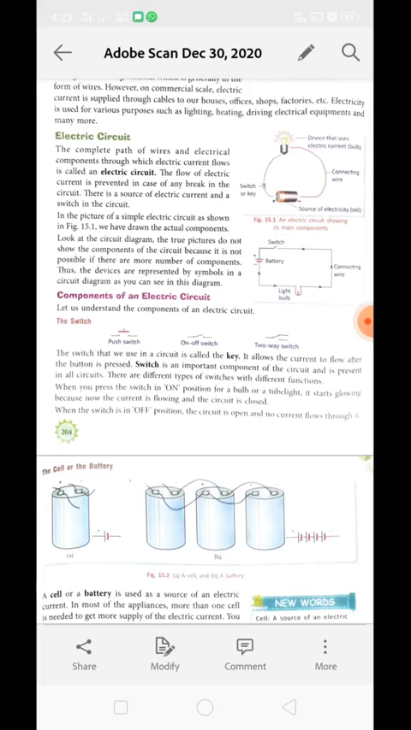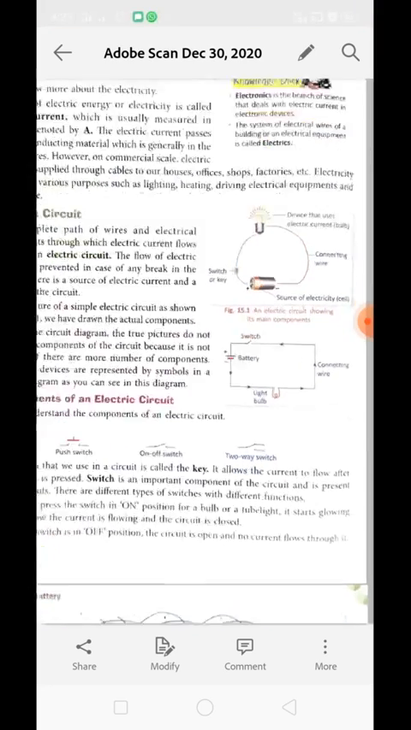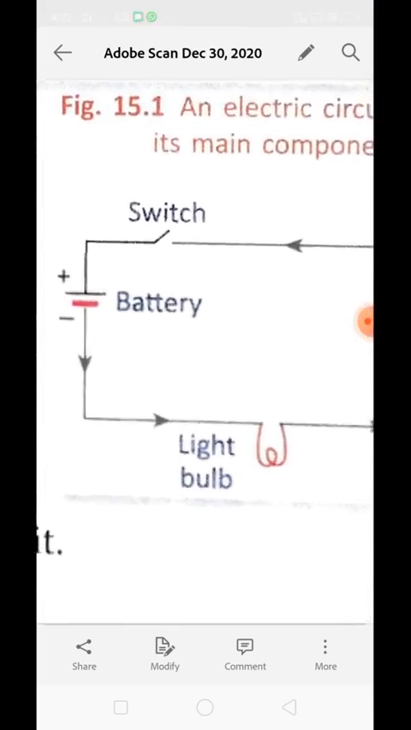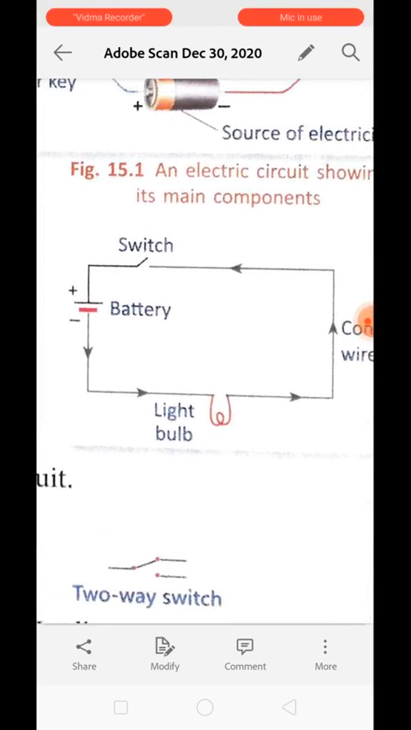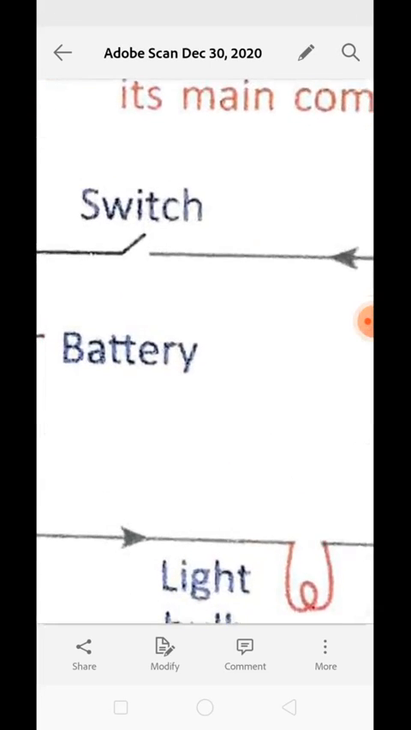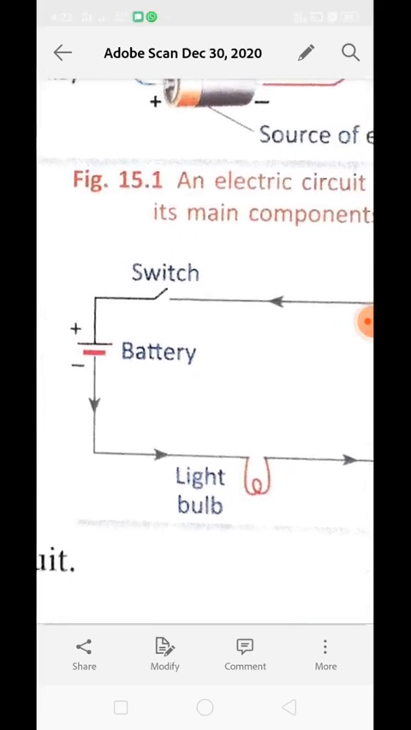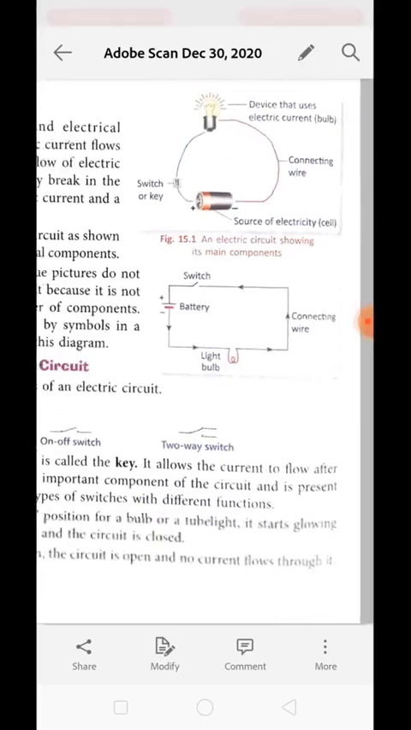When you press the switch on, the bulb or a tube light starts to glow because the current is flowing through them. The circuit is now closed. Just see over here, if the switch is closed, the entire circuit will be complete and the current will flow through them. And if the switch is in off mode, what will happen? The current will never flow. Understood?